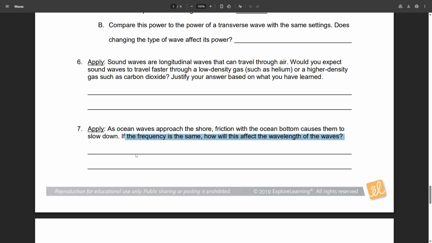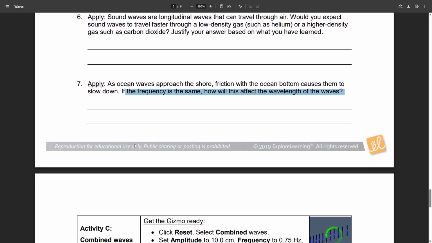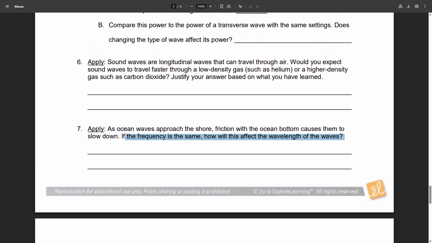That'll finish up part B. Part C, you'll be doing independently, so read the questions carefully and answer them to the best of your ability.